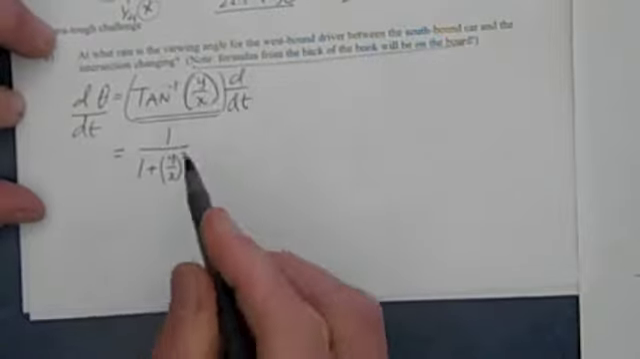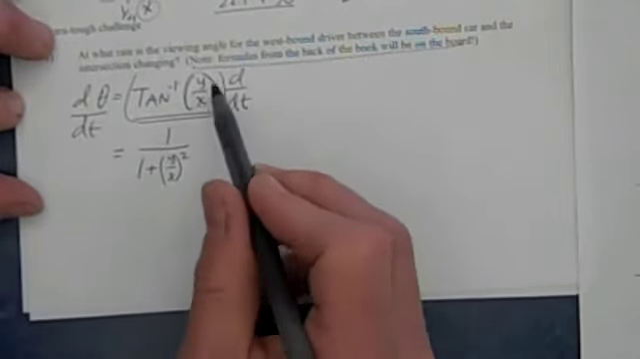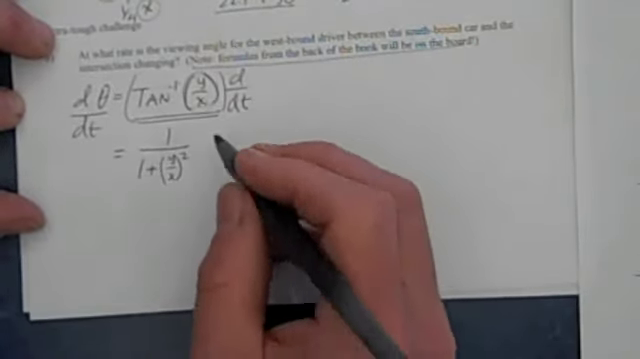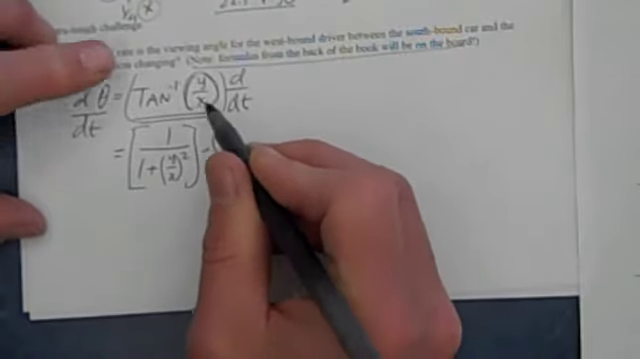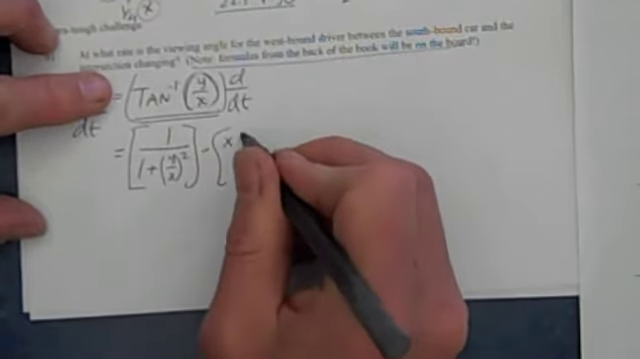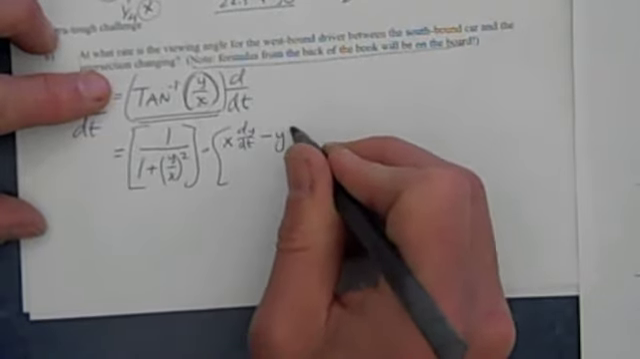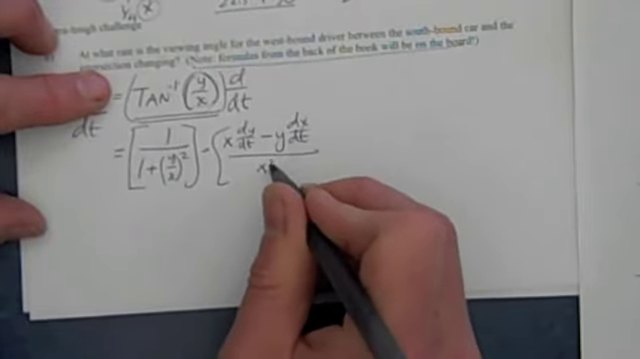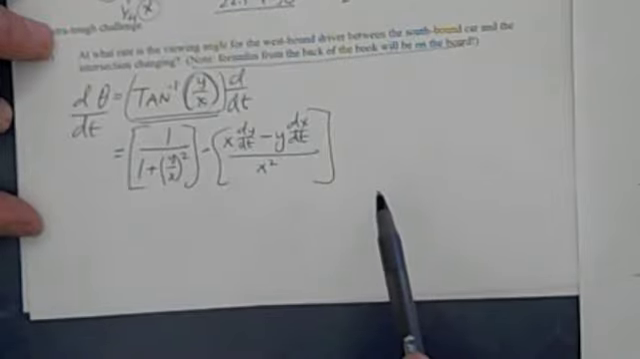The formula I just gave you was 1 over 1 plus x squared. That's my variable, I put it there. Then I take the derivative of the inside, and that's the quotient rule. So it's this times the derivative of y over x, which is x dy dt minus y dx dt, all over x squared. Okay? And then again, like before up here, we just fill in everything that we know, and we do the math.